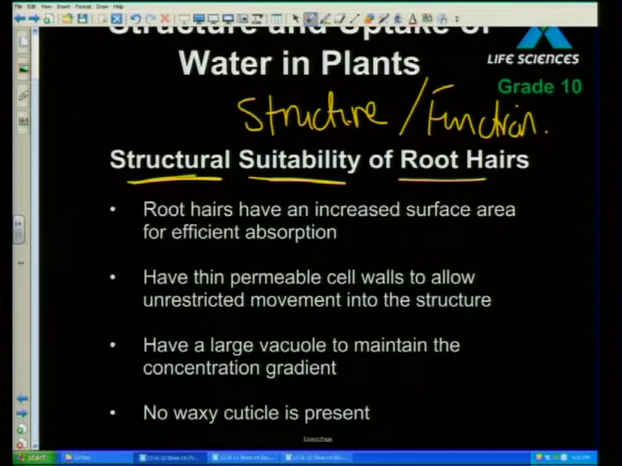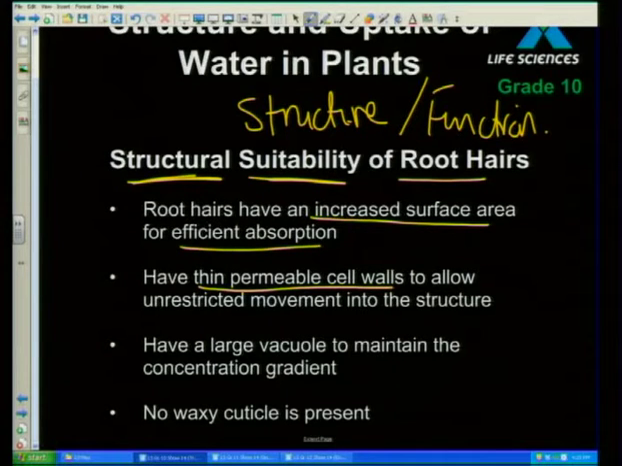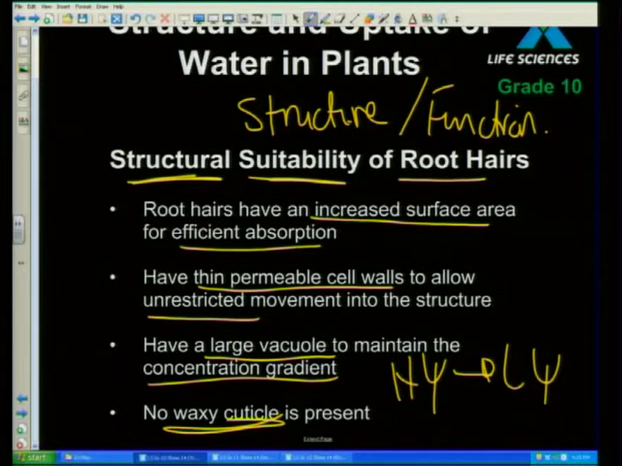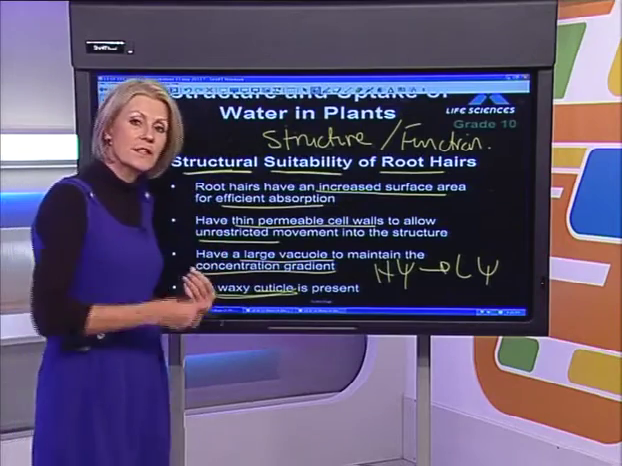So, root hair, increased surface area. Why? For efficient absorption. Thin permeable cell walls. Why? Unrestricted movement of the water. I mean, people, this is so logical. Has a large vacuole. Why? So we can maintain that concentration gradient from a high water potential to a lower water potential. And more important, no raincoat. Okay? No raincoat. No waxy cuticle.